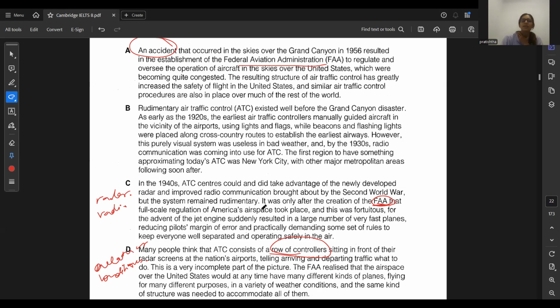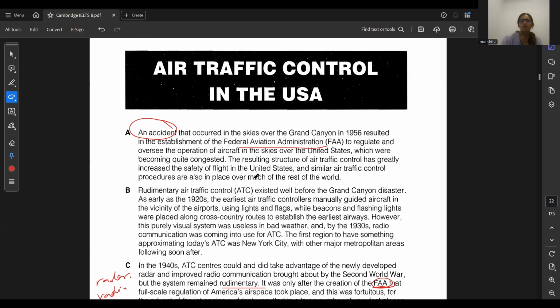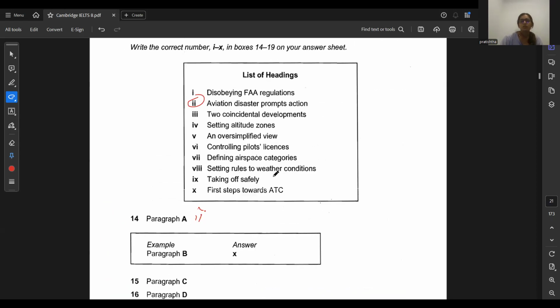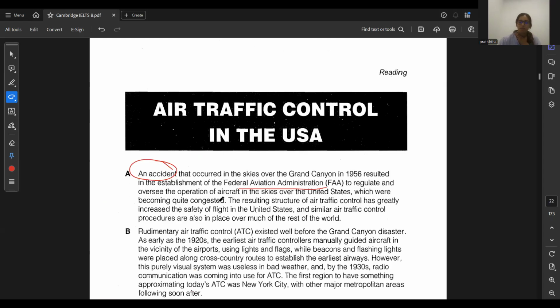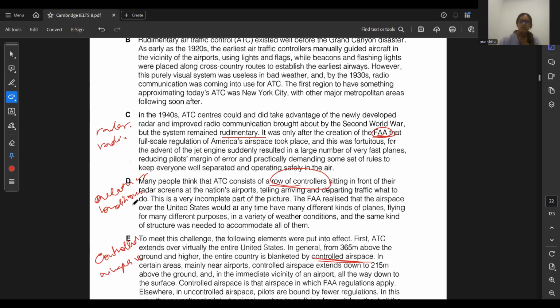I think the system remained rudimentary, which means it remained sort of easy to follow. So I think it should be an oversimplified view. So C should be the oversimplified view. Paragraph D, we're talking about a row of controllers. It's an incomplete part of the picture.